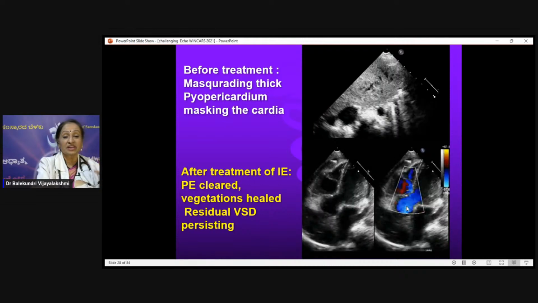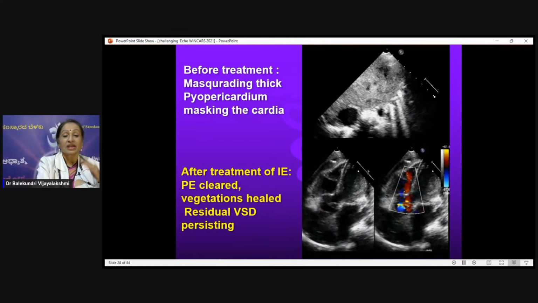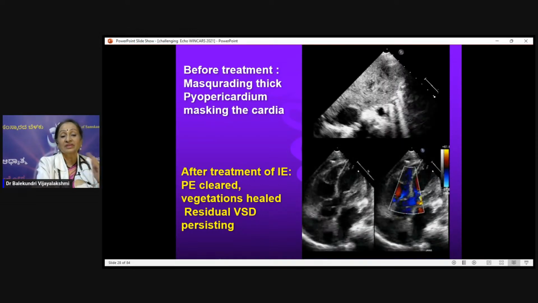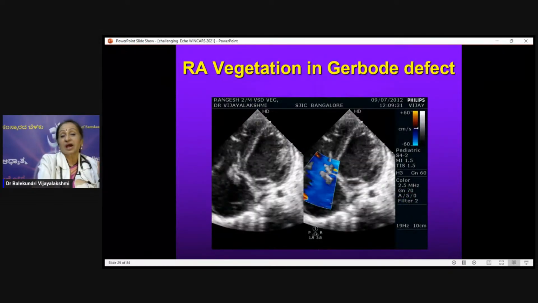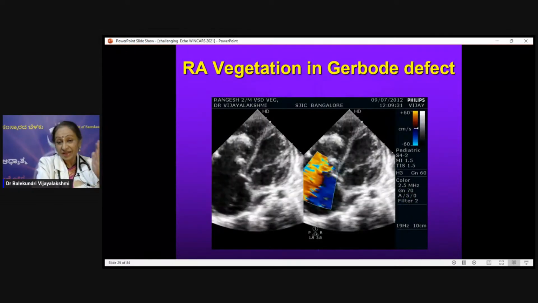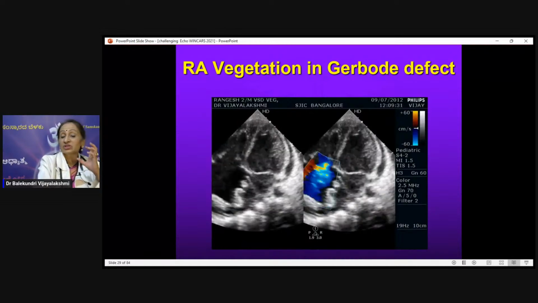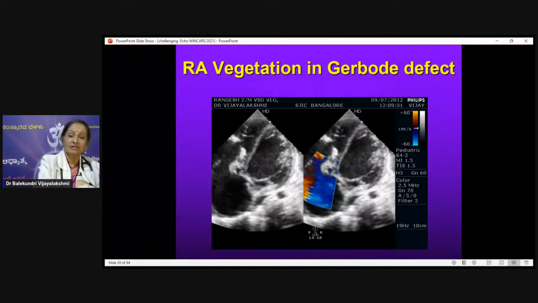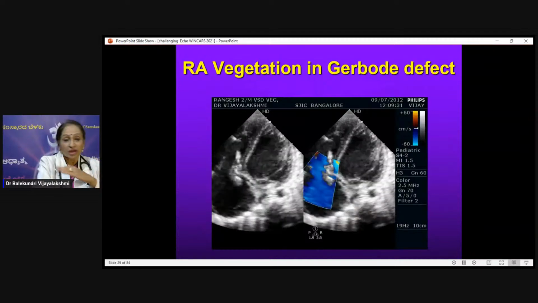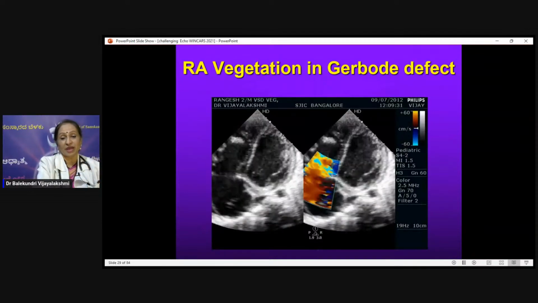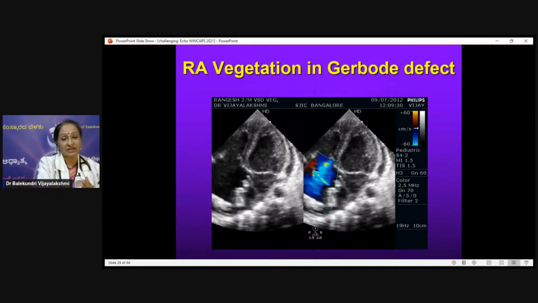So after the treatment of the bacterial endocarditis, the vegetation healed and the residual VSD was closed later on. So this is how we have to see that even the small VSD should be closed. This was a 3 years old child. He had a huge vegetation attached. It was not attached to the tricuspid valve. It was not attached to the interatrial septum.